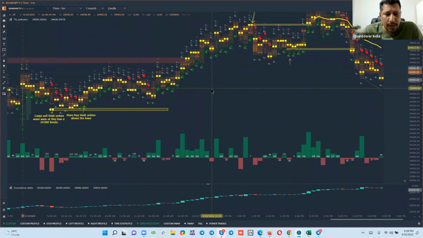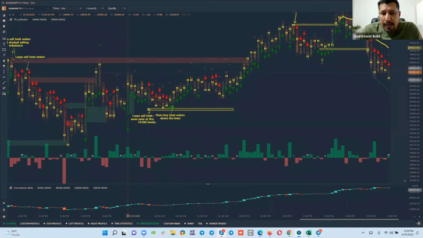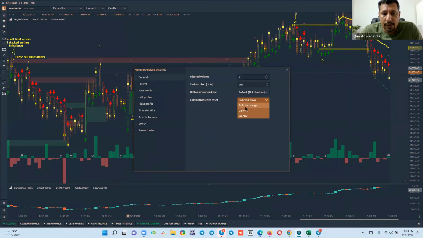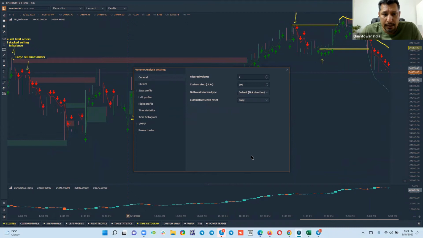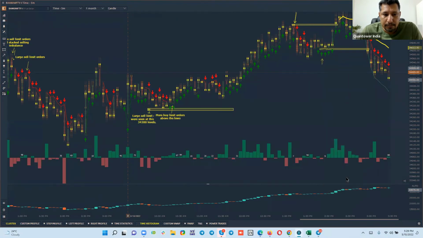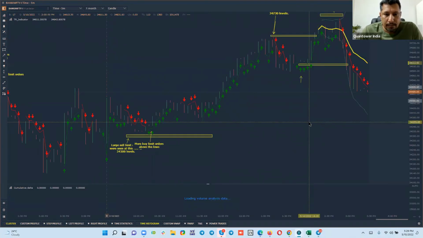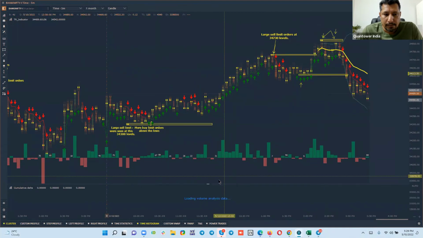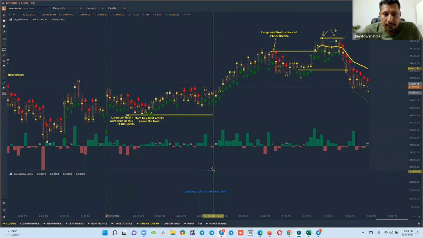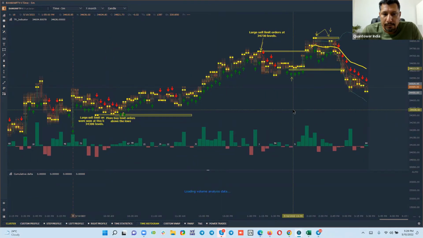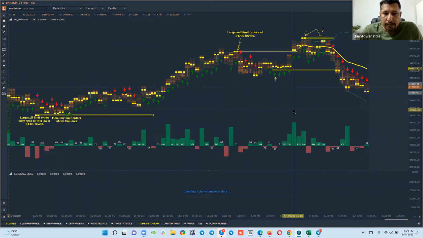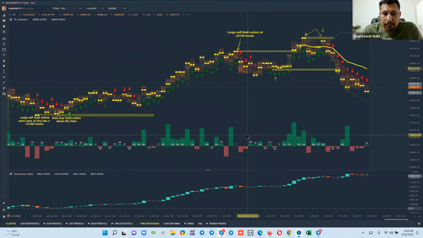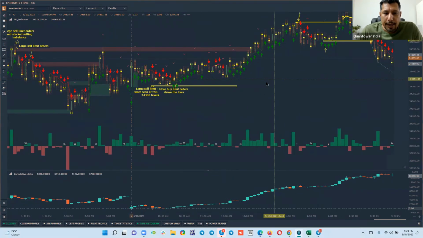So the next concept is about cumulative delta. As I told you, cumulative delta can be plotted in multiple ways. If you go to the settings, you can go to full chart range. I always use full chart range. Let's go and apply a daily delta based on daily as well. So let's look at cumulative delta from the start of the day.